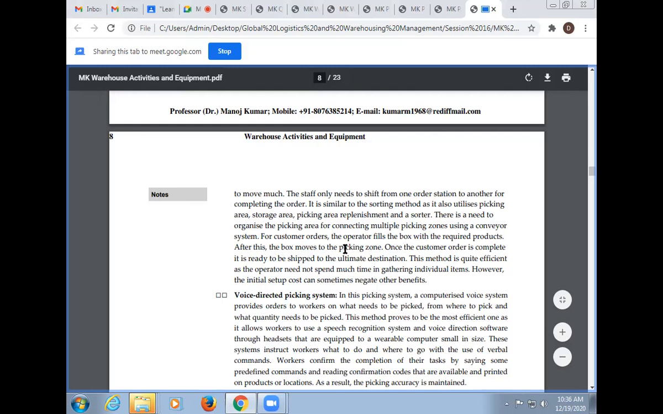For customer orders, the operator fills the box with the required products. After this, the box moves to the next picking zone. Once the customer order is completed, it is ready to be shipped to the ultimate destination. This method is quite efficient as the operator does not need to spend much time gathering the individual items. However, the initial setup cost can sometimes outweigh other benefits.